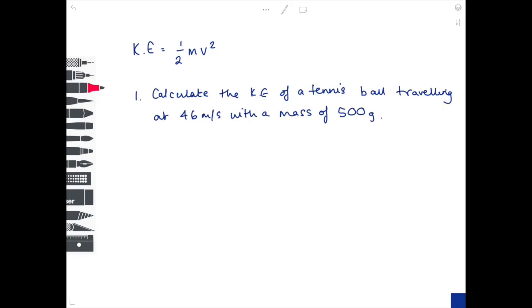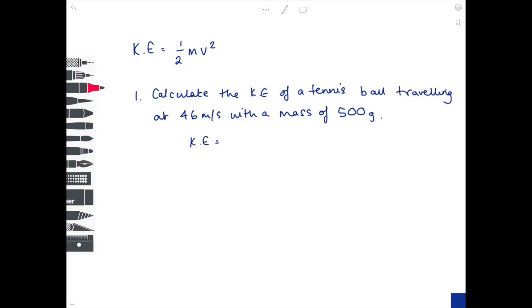Next equation I'm interested in is kinetic energy, which is half of mass times velocity squared. I prefer not to put this into a triangle. I think it's easier if you keep it exactly as it's written, and I'll show you how to calculate the different parts so you can actually see that it can be rearranged easily. In this first question, we're being asked to calculate the kinetic energy of a tennis ball travelling at 46 meters per second with a mass of 500 grams.